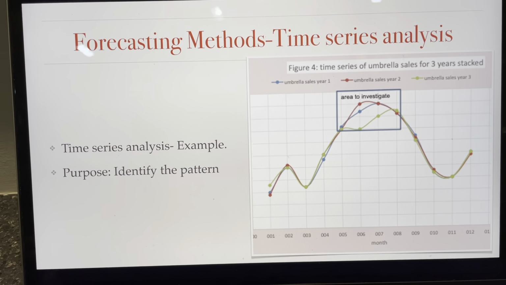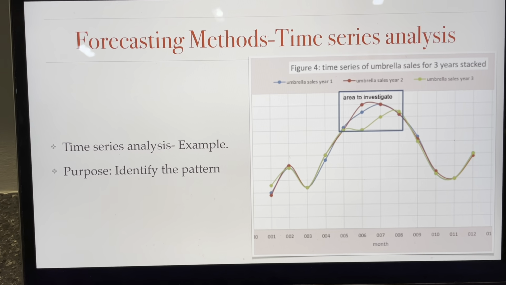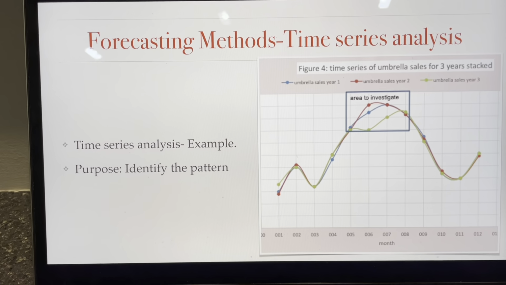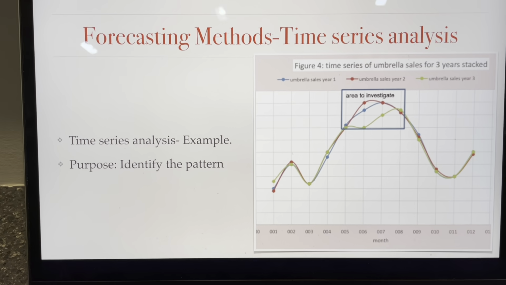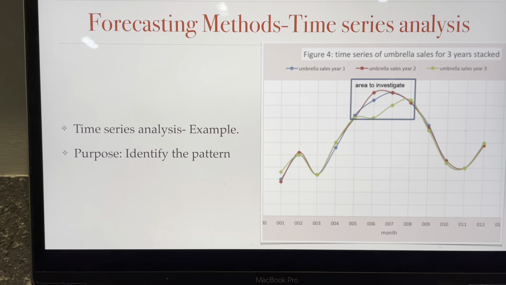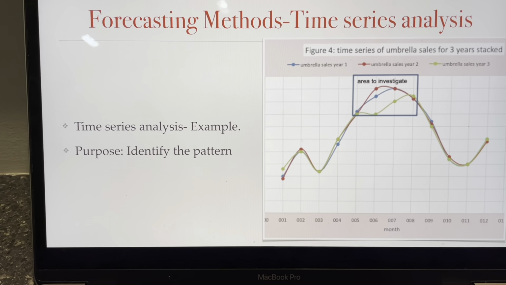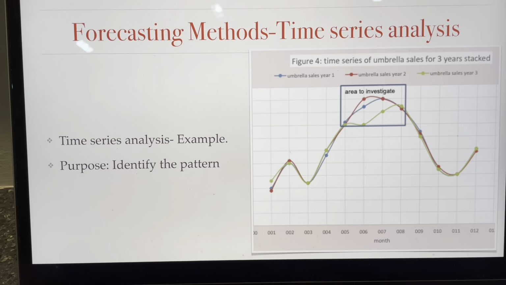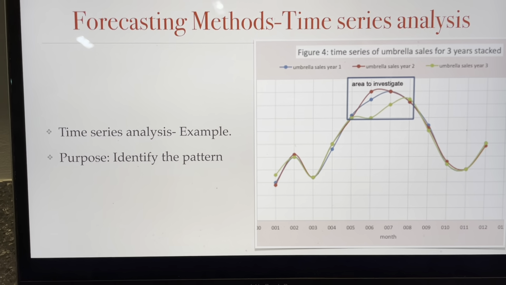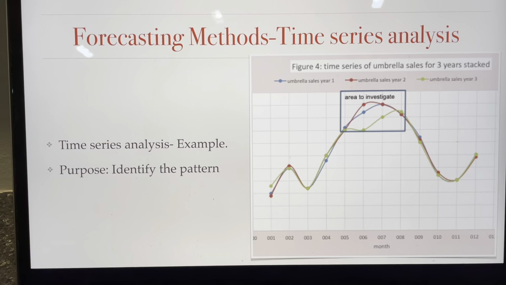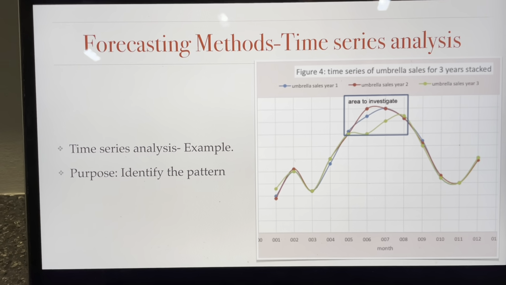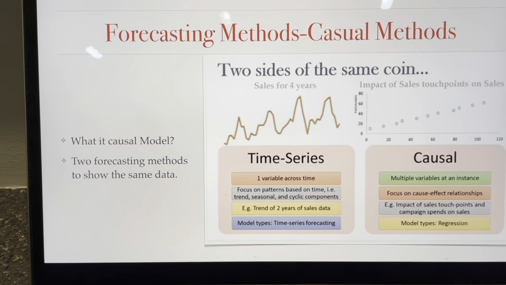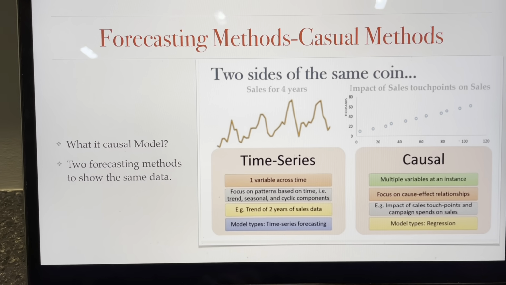So here we can see the picture. The blue line is for the umbrella sales in year 1, the red one is year 2, and the green line is year 3. Here we can see the pattern: umbrellas sold better from May until August. So we observe the pattern here, and that is the purpose of time series forecasting. Next, the second will be causal forecasting.